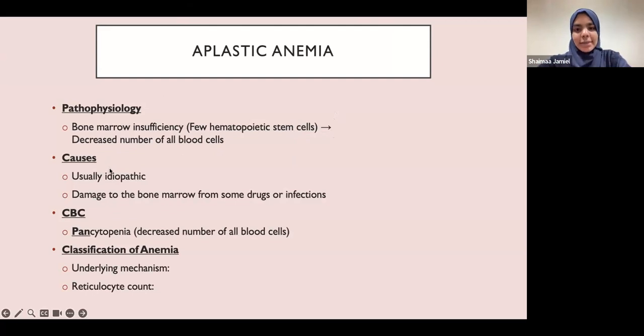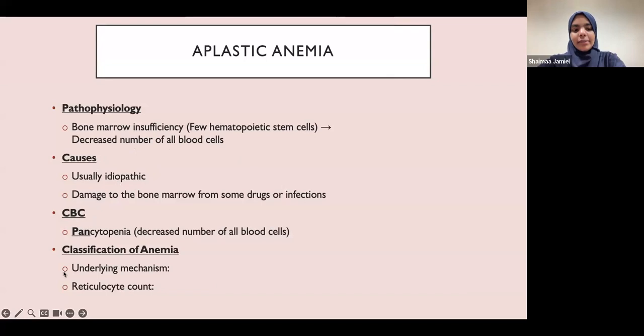So what would cause aplastic anemia? Usually it's idiopathic, like there's no actual reason, no one knows why this person just suddenly started having aplastic anemia. But sometimes some infections or some drugs, some hereditary conditions can cause aplastic anemia, okay? But most of the time it's idiopathic, okay?